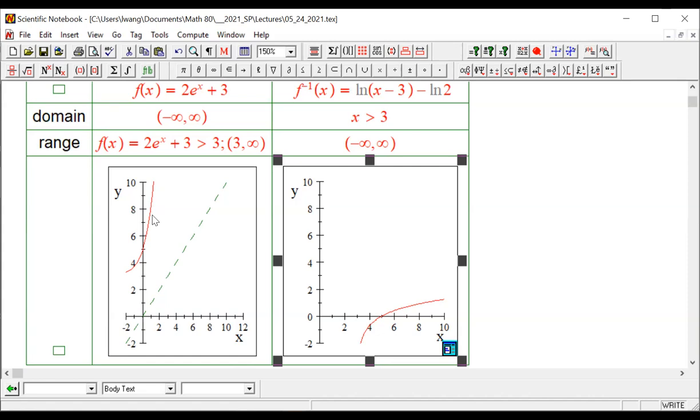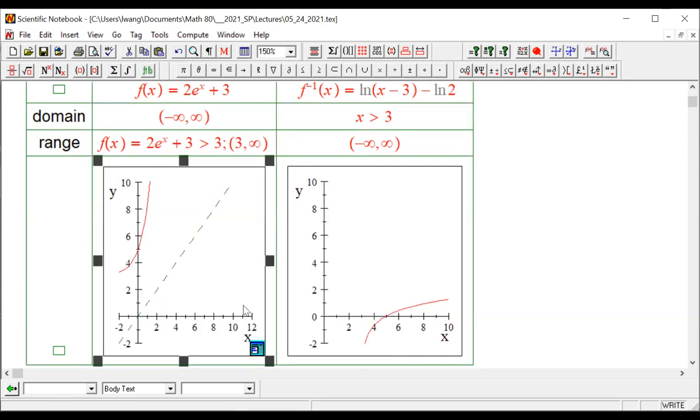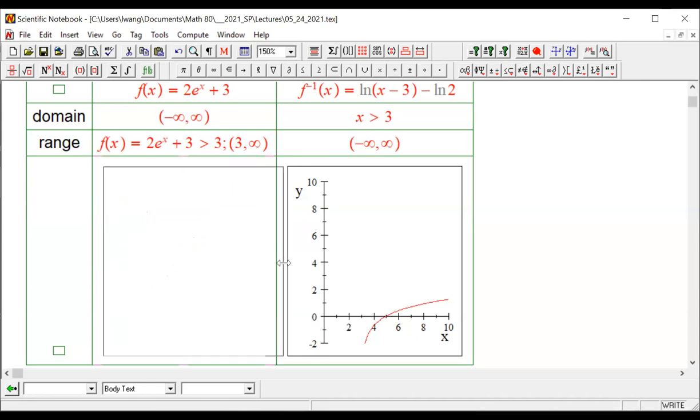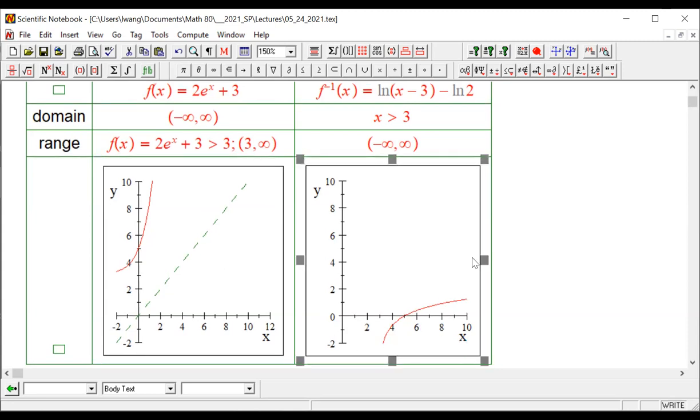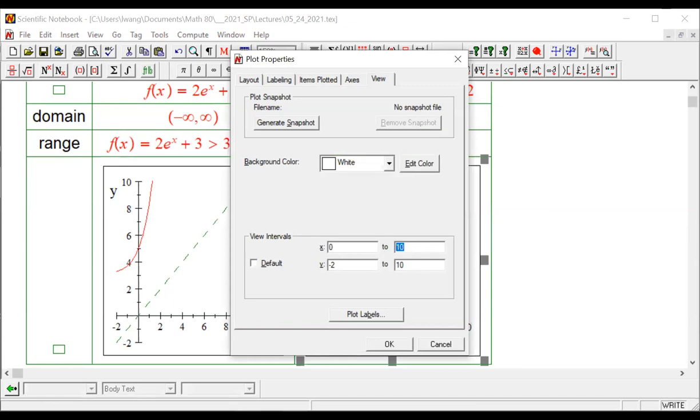So you can see this piece is 2 times e to the power x plus 3, and this other one, maybe we make it just a little wider, make sure the scales are matching. So that we get a better observation. Okay, this way we have better observation. So that's 10, that's 12. So this needs to be adjusted to 12.